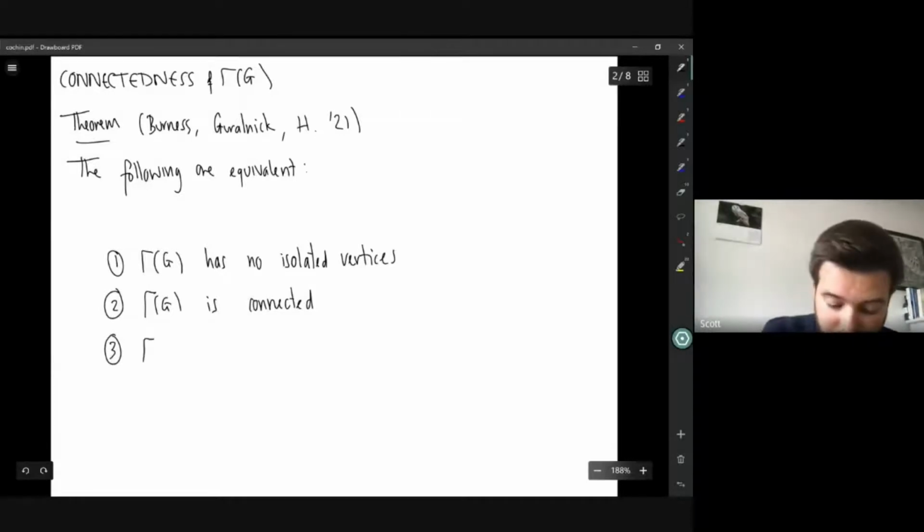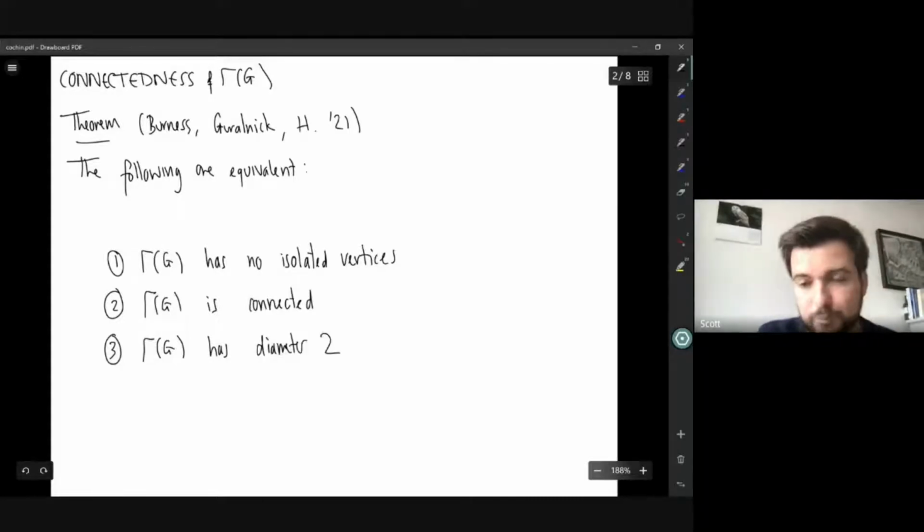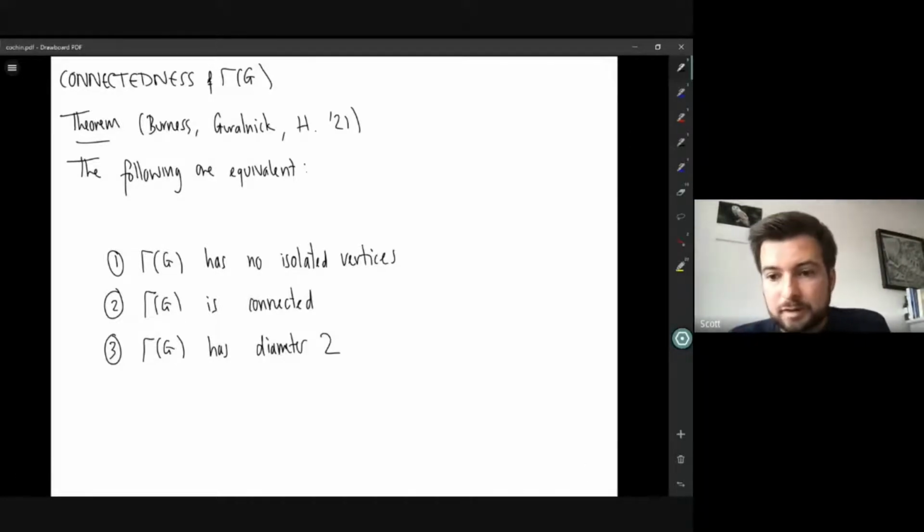And the third condition is that the graph has diameter 2. So one of the main bits of content from this theorem is that these 3 conditions, seemingly increasing in strength, are actually equivalent for generating graphs. As soon as you have no isolated vertices, you are connected with diameter 2. Or diameter at most 2, I guess I should say.